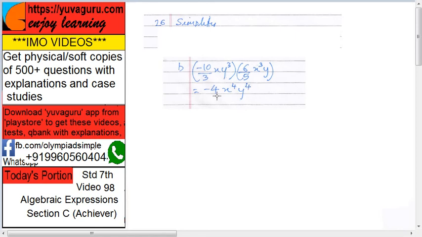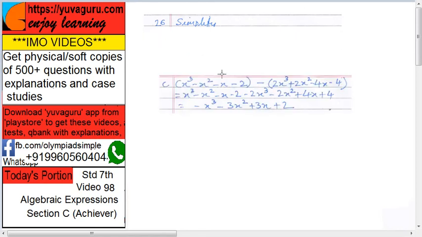That is the answer. Next, see this, (x³ − x² − x − 2), this is bracket, minus this (2x³ + 2x² − 4x − 4). This is another bracket. So you have to solve this. When you are solving, we have done this 1000 times earlier. So solve the brackets. There is a plus sign outside, so signs are as they are. Here it's a minus sign, so signs will change. Everything will become opposite. This will become minus 2x³, minus 2x², plus 4x plus 4.